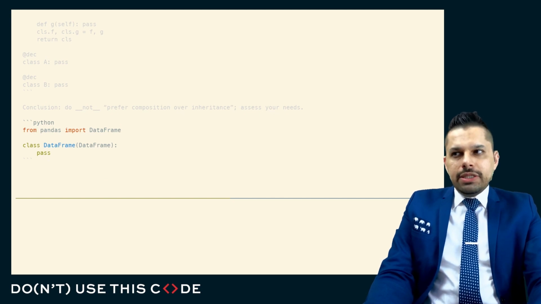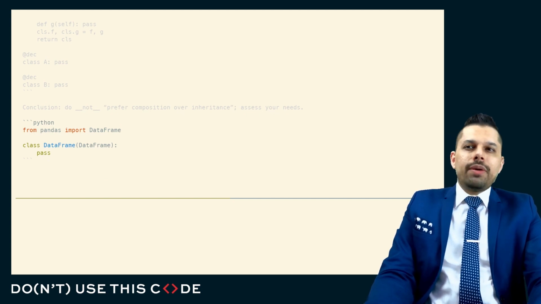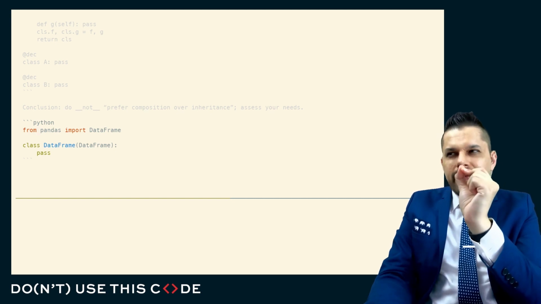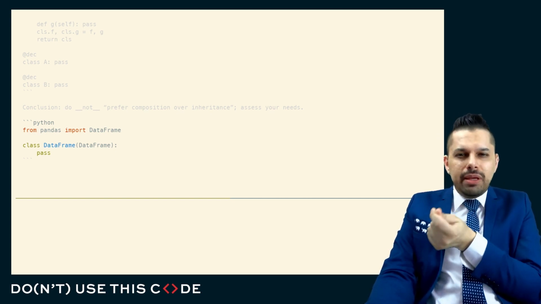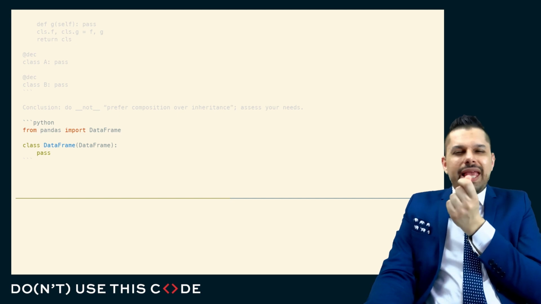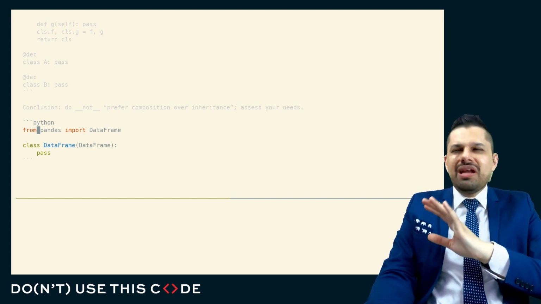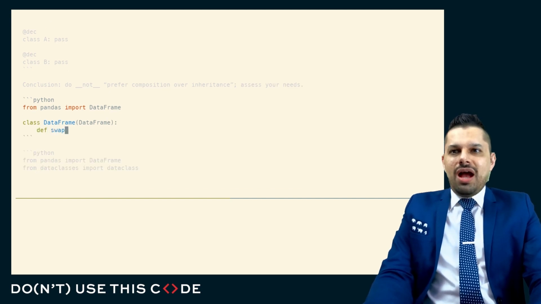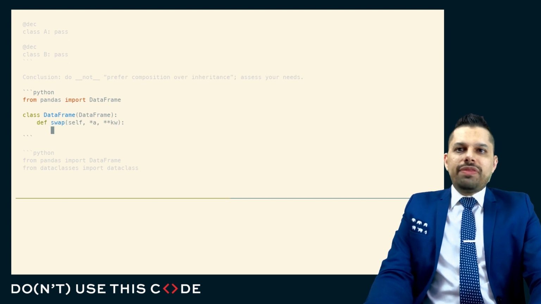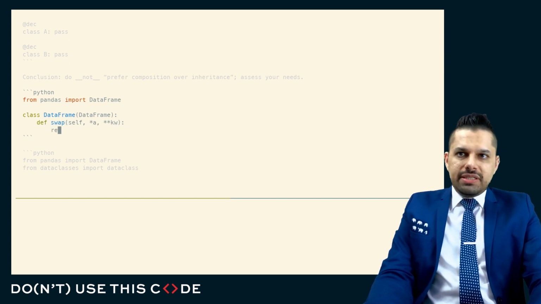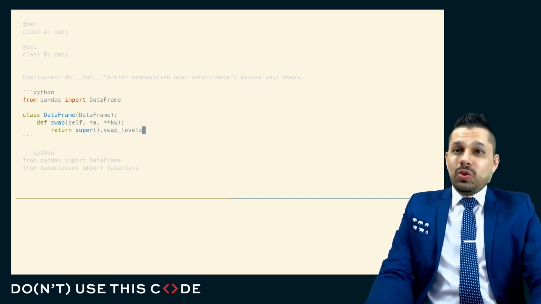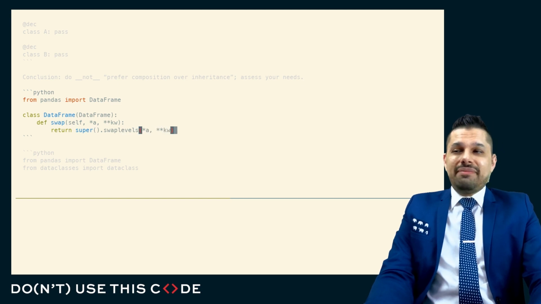Let's say that I need to make a slight adjustment to how the pandas data frame works. Maybe I need to add just one method. Maybe there's something about the API that really irritates me. I can't remember if it's swap_levels or swap levels without an underscore, plural or singular. And you know what? I'm just going to make my life easier. I'm just going to write my own method called swap. And I want this to just shadow what already exists. So I'm just going to return super of whatever the actual one is, and I don't know off the top of my head, I think it's swap levels without the underscore, like that.